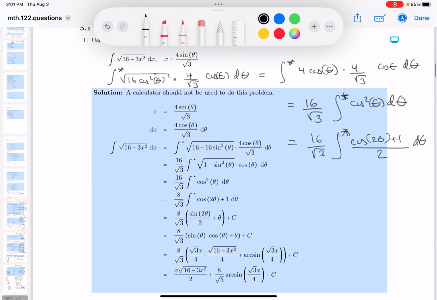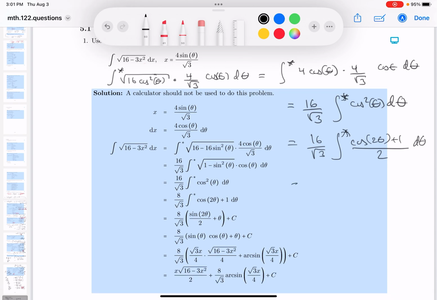All right, I'm going to keep moving, and I'm going to pull out the 2 on the bottom, so it's going to be 8 over root 3, and then we get a star, and then I get cosine 2 theta plus 1 d theta. Well, I can definitely integrate that, so things did get simpler.